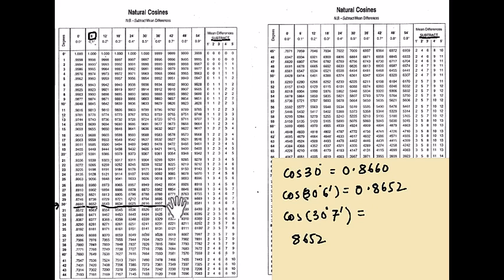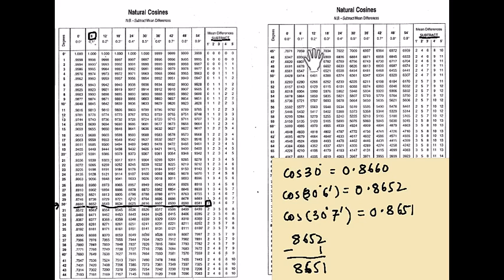Please understand, you are going to now subtract. So it's going to be minus 1. So it's going to be 8651, right? So your answer is going to be 0.8651. So here the mean difference is to be subtracted, unlike the sine and the tangent tables. Okay, I hope things are very clear to you now.